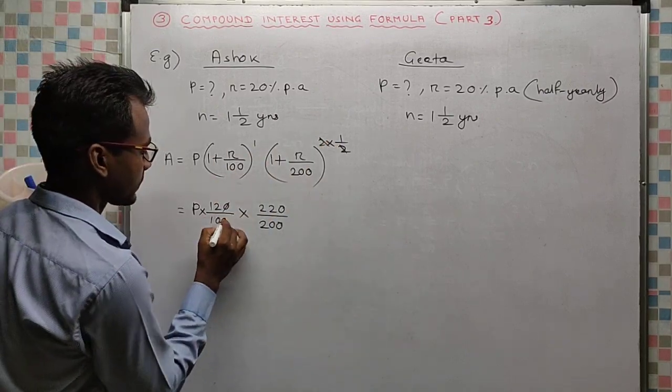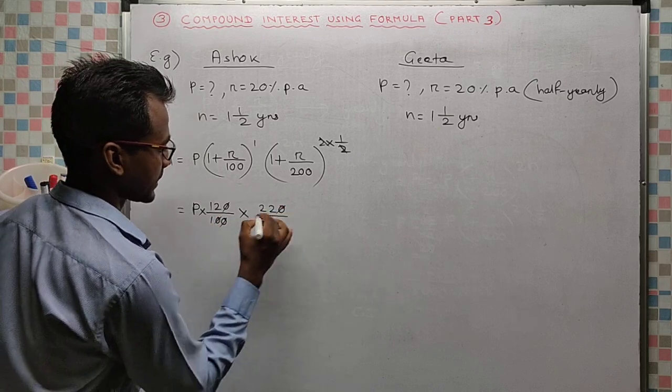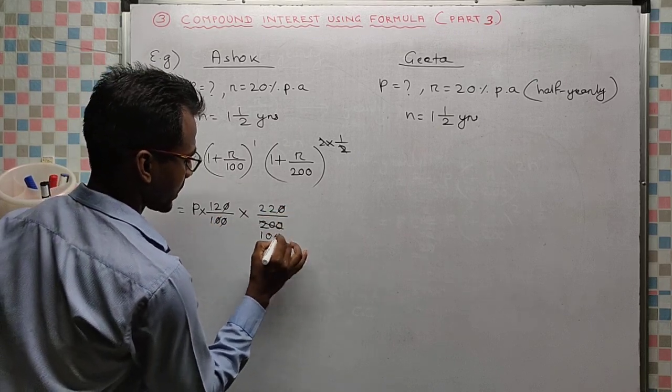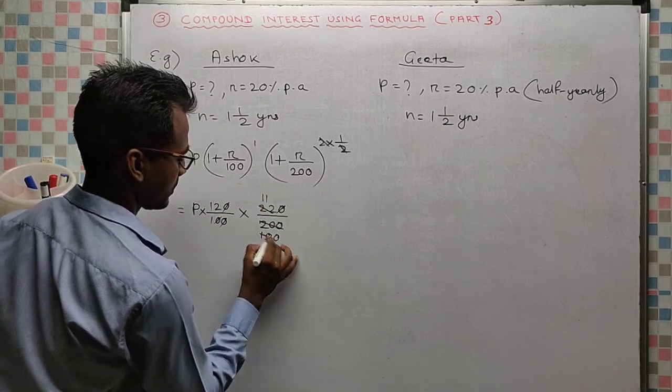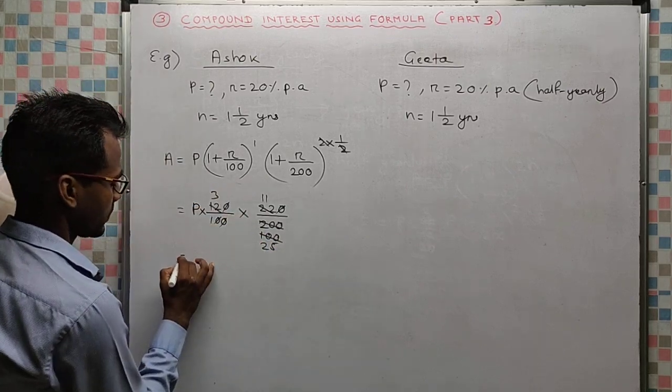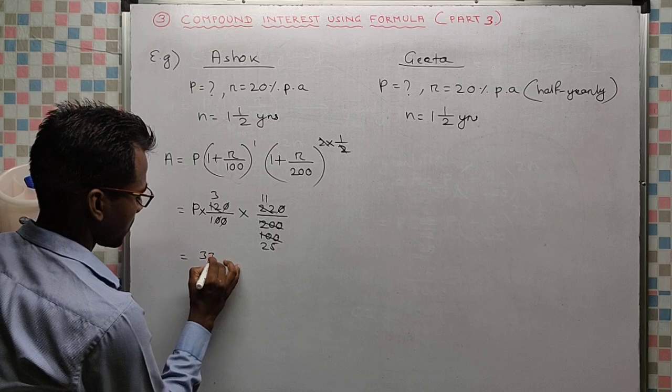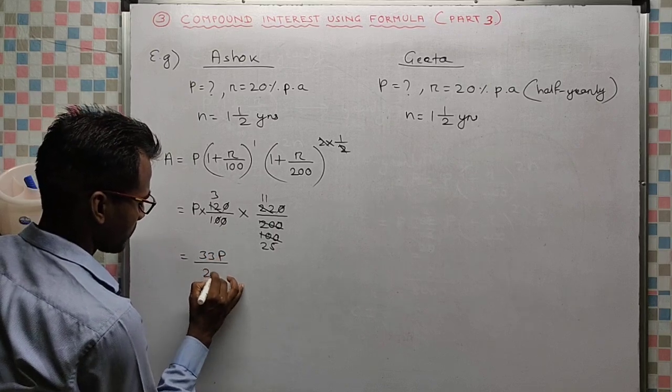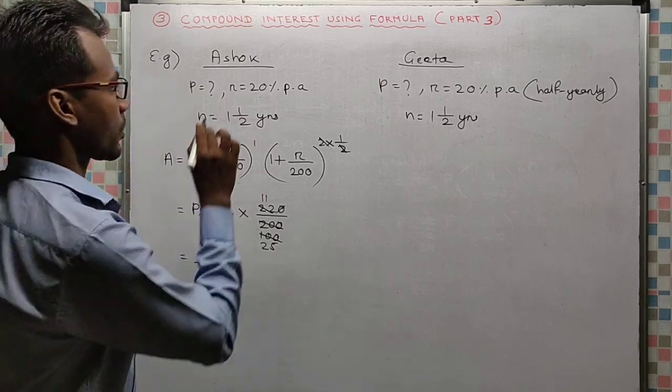Let us simplify this. The zeros cancel, 2 into 100, 2 into 11, 4 twenty-fives are 100, 4 threes are 12. So 11 into 3 is 33P by 25. This is the amount for Ashok.